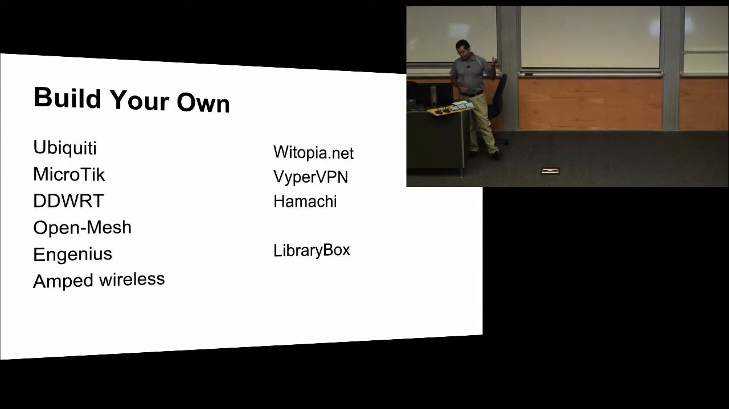For the VPN, Whitopia.net, Viper VPN, and Hamachi were the ones I was telling you about. Oh, back on the radios, the Ingenious is another low-cost radio that you can buy. I call them radios, but they're basically just a Wi-Fi antenna that you can plug into your network. You can use them to bridge, again, either across a few kilometers, or if you've got another building you want to connect to, one radio on both ends can help you bridge that gap.